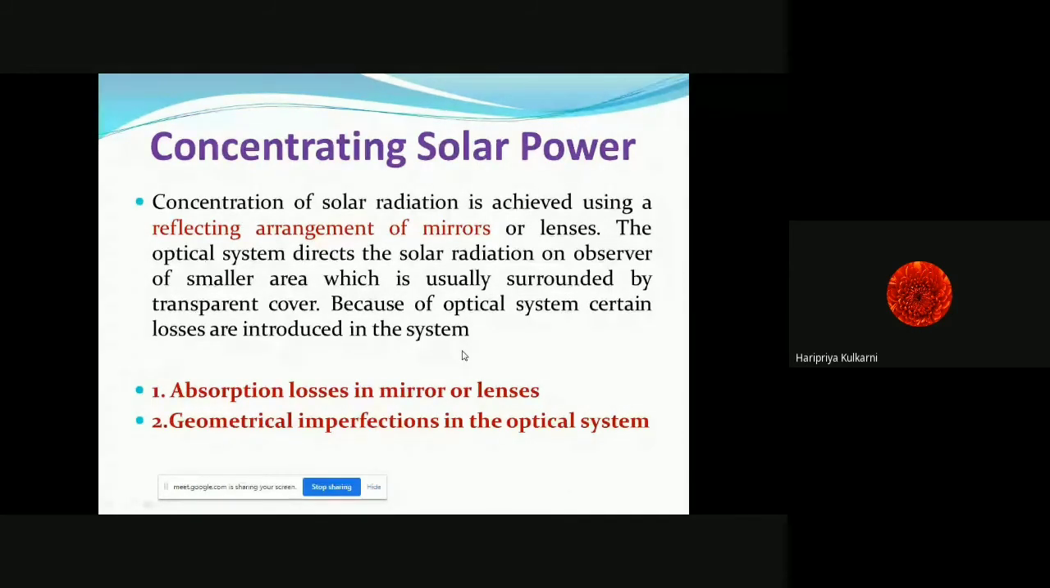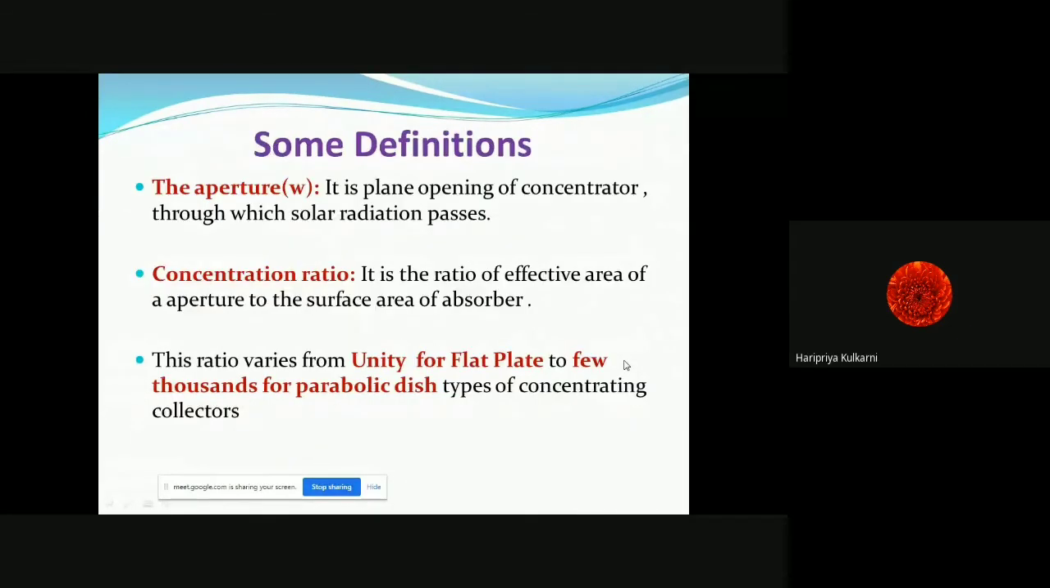So if there are any losses in the mirror or the lenses, and second is the geometrical imperfections in the optical system. If you do not place the system properly, if there is some imperfection, then the focusing should be at the absorber. If you have not placed it properly, then definitely the efficiency is going to get reduced. Now we'll see some of the definitions related to CSP, concentrating solar power.